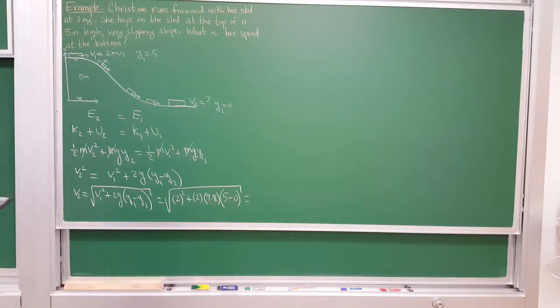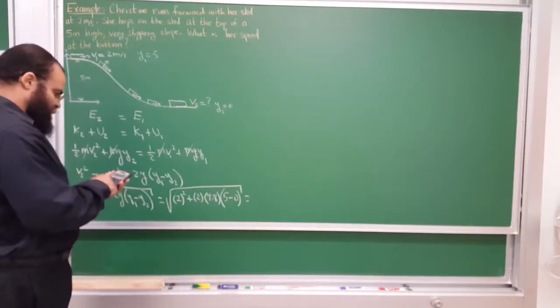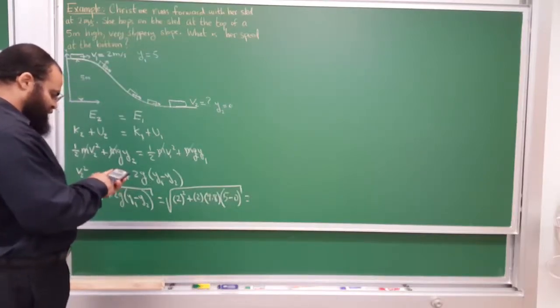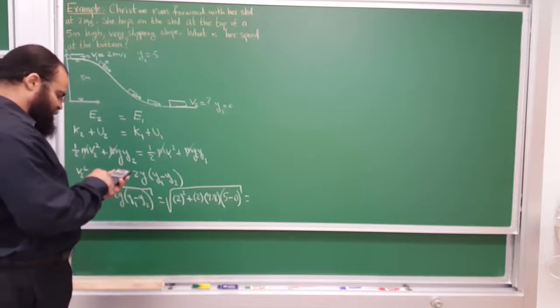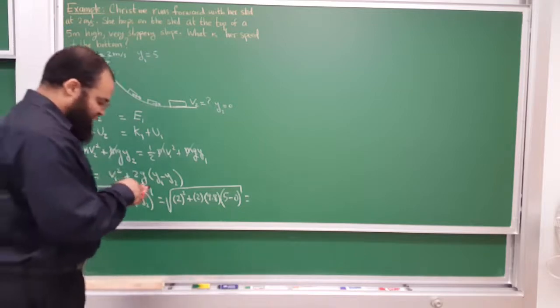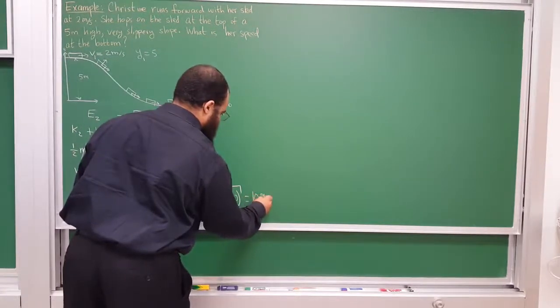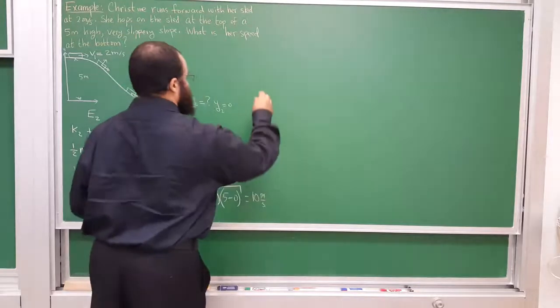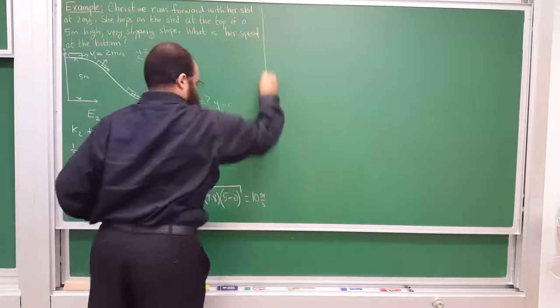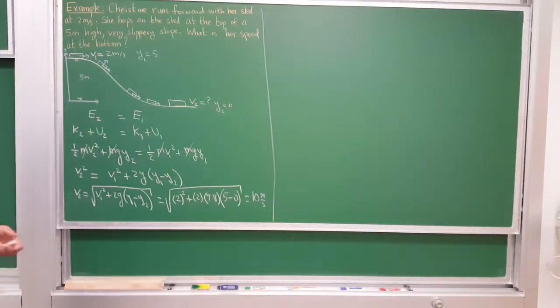Let's get my calculator. So I have 2 squared is 4 plus 2 times 9.8 times 5. Take the square root. Oh, nice numbers, about 10 meters per second. Okay, so the sled will be moving at 10 meters per second at the bottom.